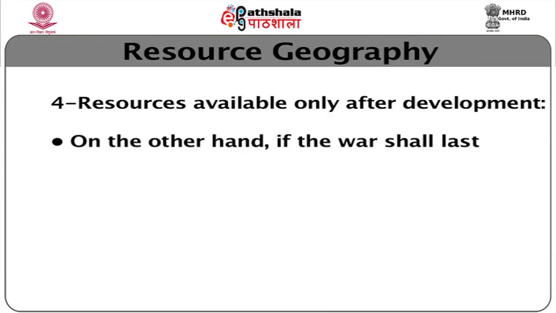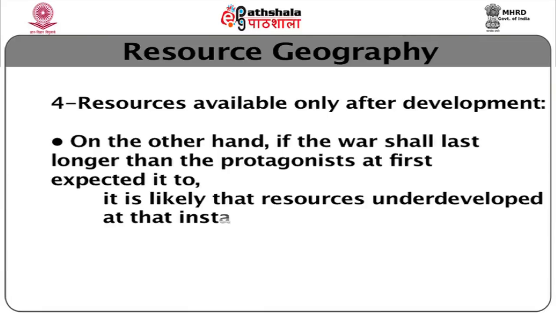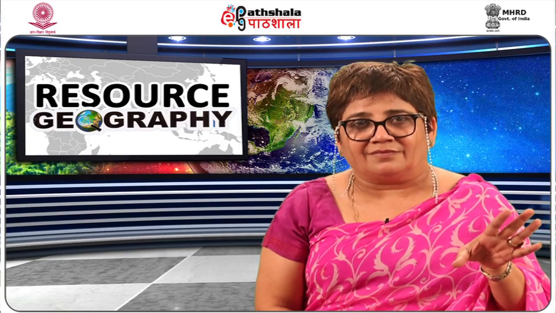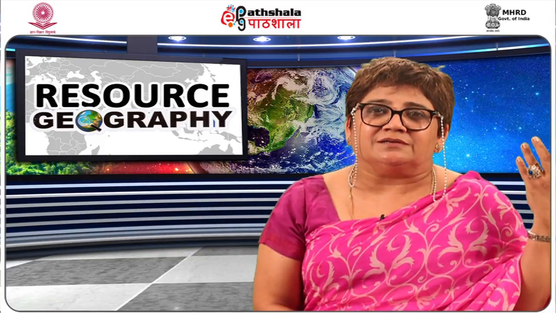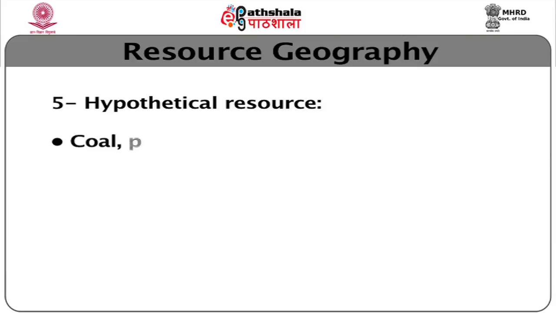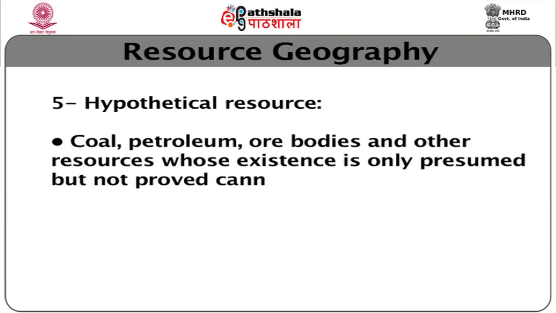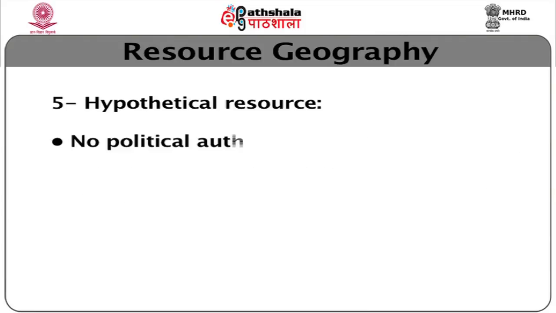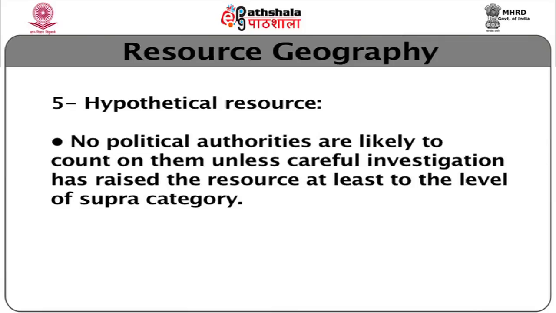On the other hand, what we find? If the war shall last longer than the protagonist at first expected it to be, it's likely that resources undeveloped or underdeveloped at the instance would be exploited at the conclusion. So now we have learned these four classifications. Fifth is the hypothetical resource. What do I mean by this? I simply mean the coal, petroleum, ore bodies and other resources which are there, whose existence is only presumed. That means they are still neutral stuff lying somewhere, but not proved, and cannot be said to have any power value. No political authorities are likely to count on them unless careful investigation has raised the resource at least to the level of a supra category.